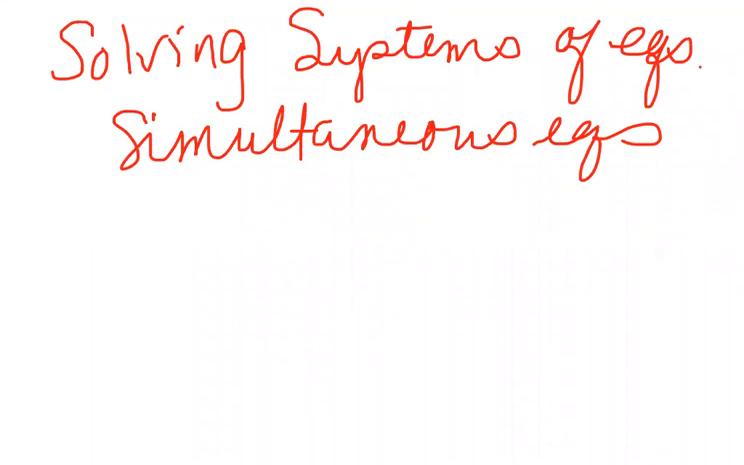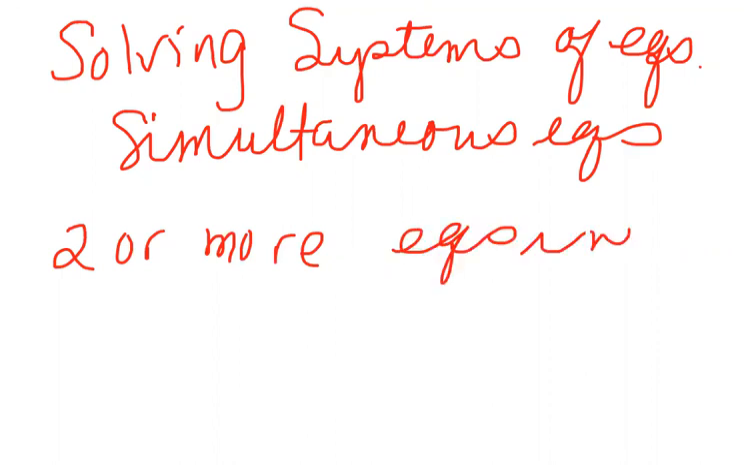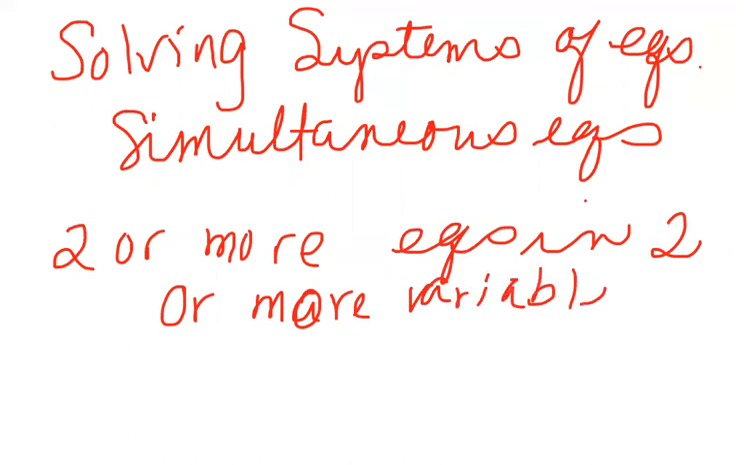Hi, today we are discussing solving systems of equations, everybody, simultaneous equations. Now, for these, we're looking at two or more equations in two or more variables. When we look at these systems of equations, there are several methods to solve them. So we're going to look at three specific methods today.